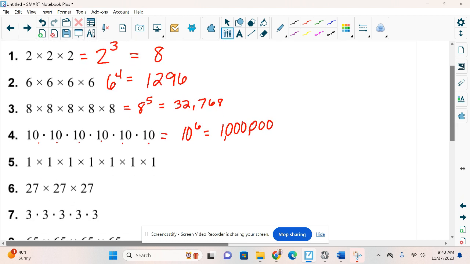Alright, number 5. 1 to the power of 7, which is just 1, because 1 times 1 times 1 times 1 times 1 is just 1.